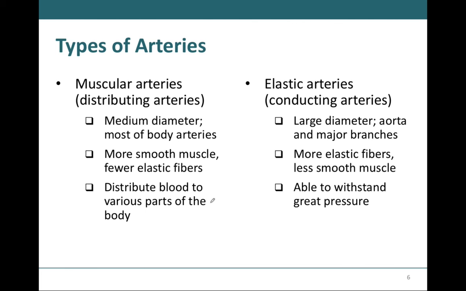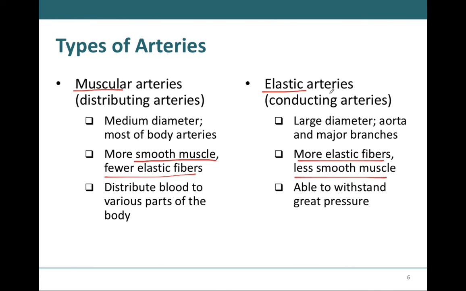Now, there are two major types of arteries. We don't want to overthink these. These are very straightforward. We have muscular arteries and we have elastic arteries. And we can see, if we come down to the second bullet point, the muscular arteries are going to more prominently contain smooth muscle and will have fewer elastic fibers. And the elastic arteries are going to contain more elastic fibers, but not going to have as much smooth muscle. So don't overthink these. These are exactly as they sound.